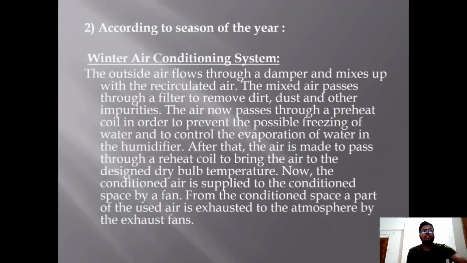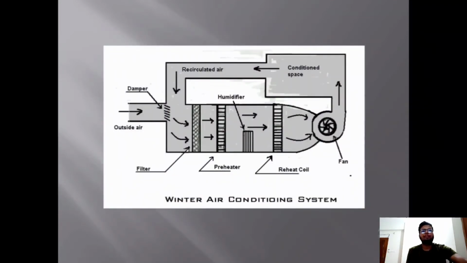From the conditioned space, a part of the used air is exhausted to the atmosphere by the exhaust fan. So going to the next slide, as you can see, here is the diagram where every part has been described, a diagram of a winter air conditioning system.